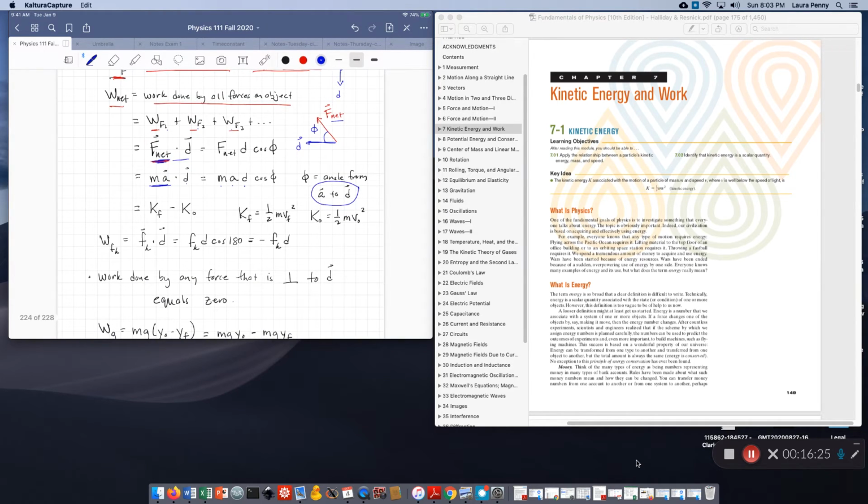The net work is also equal to the change in the kinetic energy, where the kinetic energies have these equations. And so there's a lot of things that net work is equal to, but because net work is equal to all of these, that means that they're all equal to each other as well.